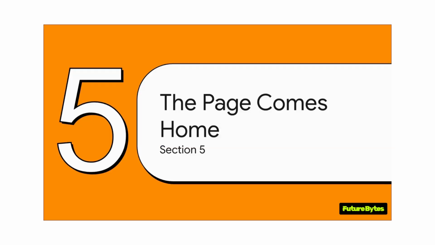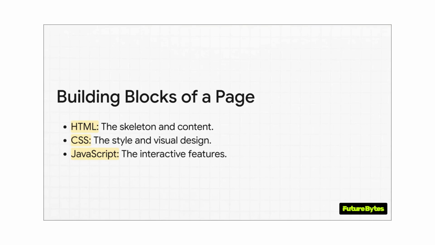And here we go, the final leg of the journey. That little package of data is now flying back across the internet straight to your browser. Now, what's interesting is that Google's server doesn't send back a finished picture of the web page. It sends back the raw building blocks. It sends HTML, which is like the skeleton and the content of the page. It sends CSS, which is all the style, the colors, the fonts, the layout. And it sends JavaScript, which is the magic that powers all the interactive stuff.